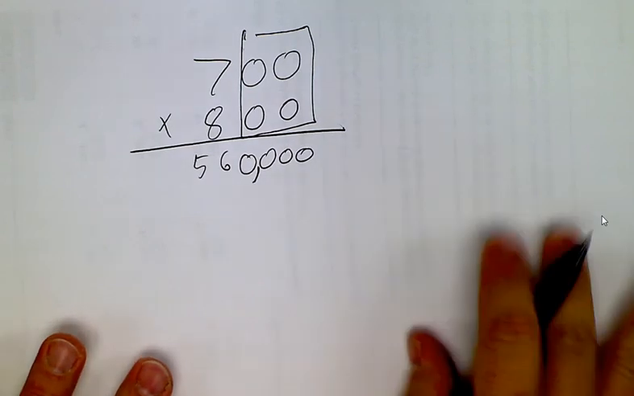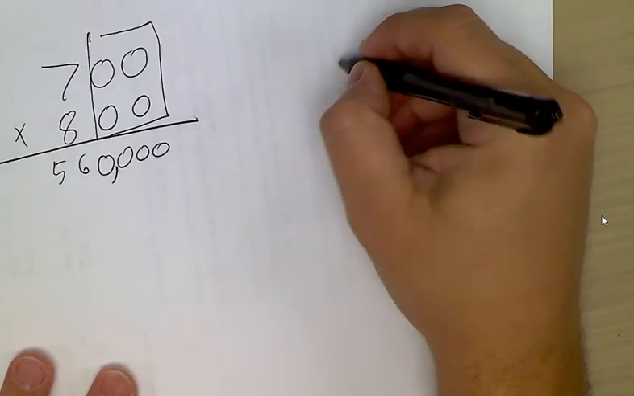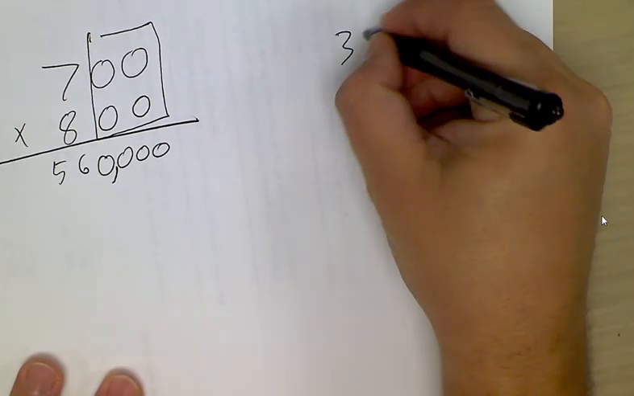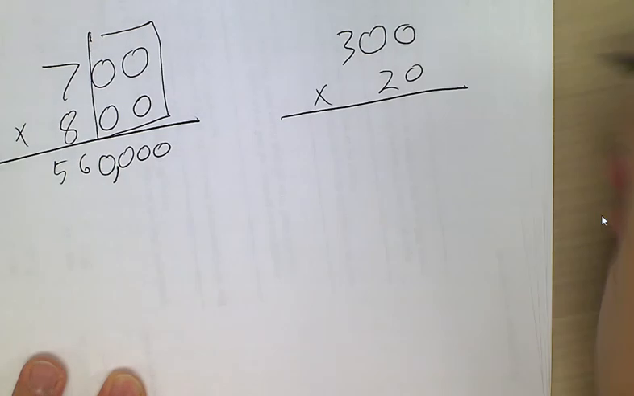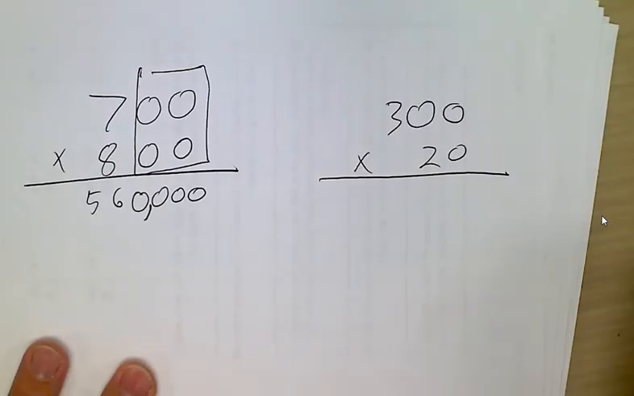What if we had a different number of zeros? What if we had something like this? What if I had 300 times 20? Then bring down 2 zeros. Bring down 2 zeros? Yeah.